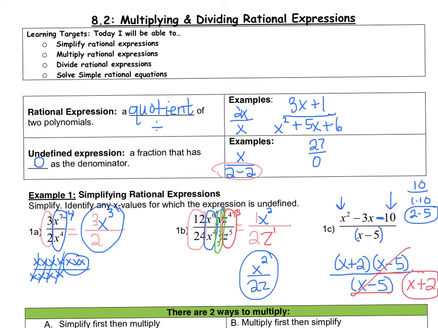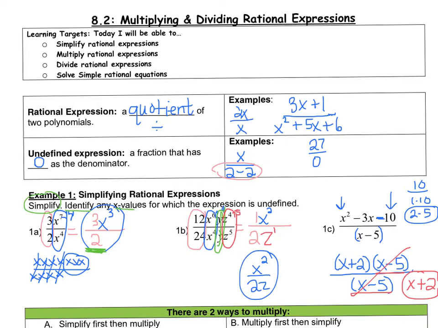Now I just realized that I did the first step of all these problems, which was to simplify, but I need to also go back and identify any x values for which the expression is undefined. So let's look at the answer in 1a. See how there's a 2 on the bottom? There aren't any x's on the bottom there, so we don't care what x's make the expression undefined because there aren't any in the denominator.